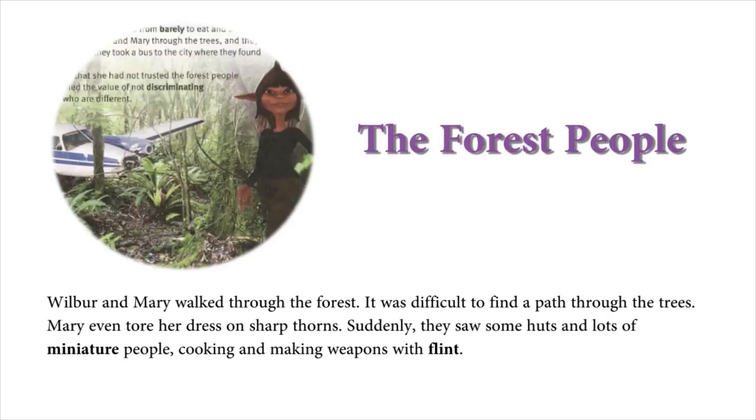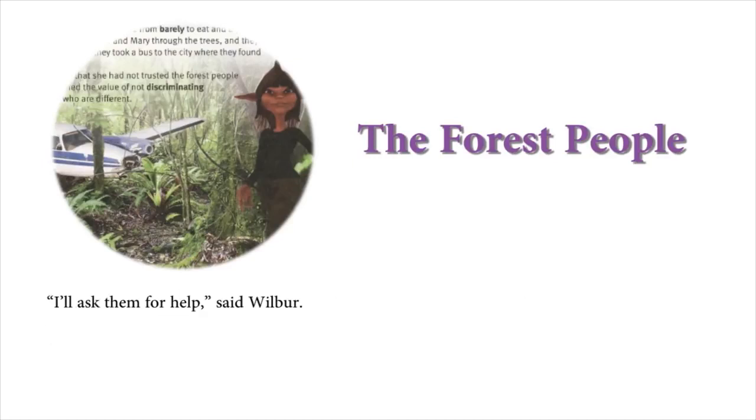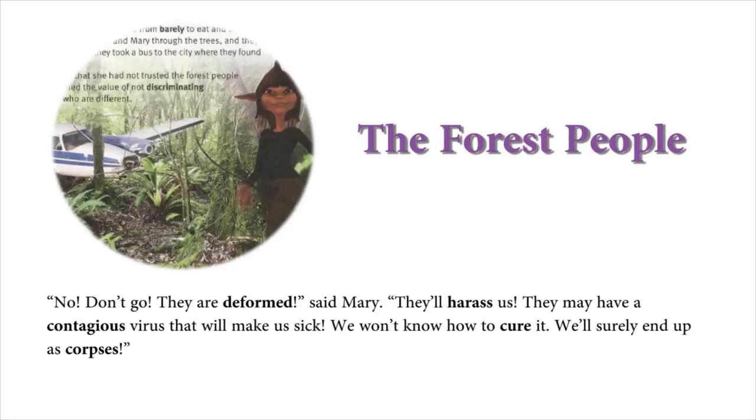Wilbur and Mary walked through the forest. It was difficult to find a path through the trees. Mary even tore her dress on sharp thorns. Suddenly, they saw some huts and lots of miniature people cooking and making weapons with flint. "I'll ask them for help," said Wilbur. "No, don't go. They are deformed," said Mary.